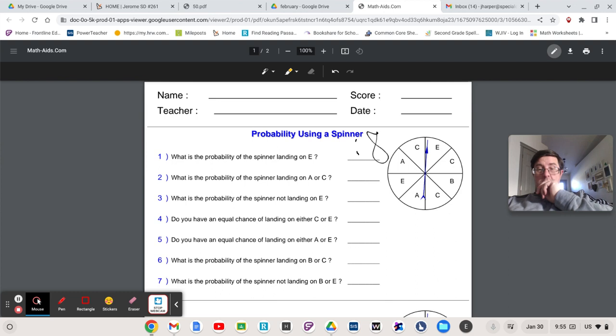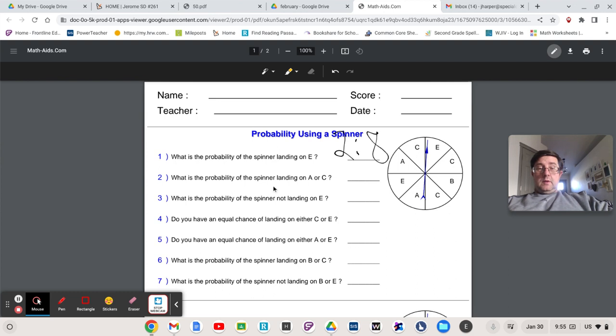Now we're going to put down our colon. And what is the probability of landing on E? Well, we got one E, we got two E's. Looks like 2. So if we were to play 8 times, the probability is we'd land on E twice. Is that a guarantee? Of course not, but that's what the probability should be.